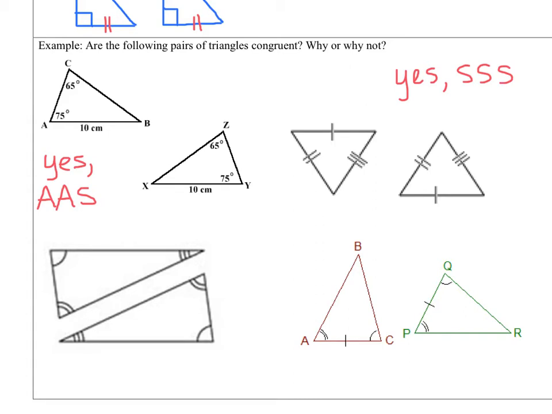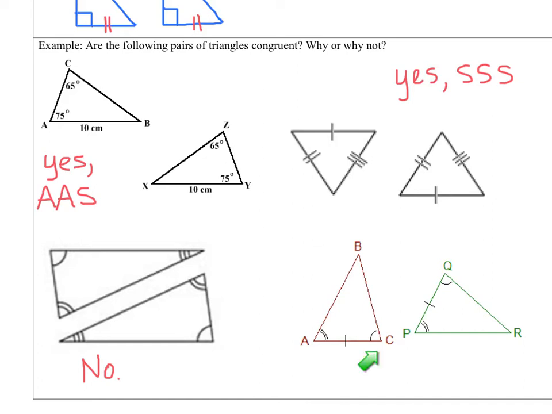Now, these two triangles, they kind of look like they're congruent, but the only thing that's marked congruent between them is the three angles. An angle, angle, angle is not a postulate that we can use to prove that the triangles are congruent. They could theoretically be different sizes and still have the same angles. So we would just write no on this one. They're not for sure congruent to each other.